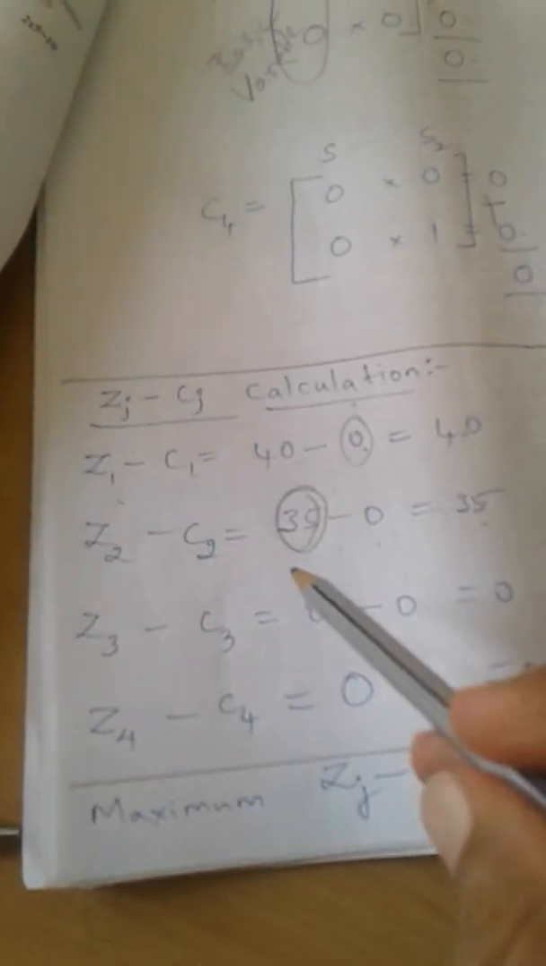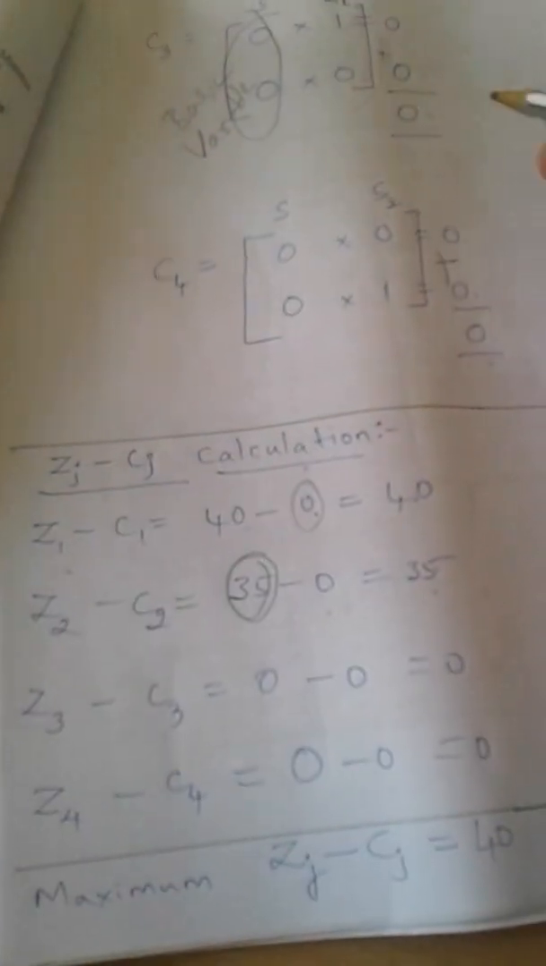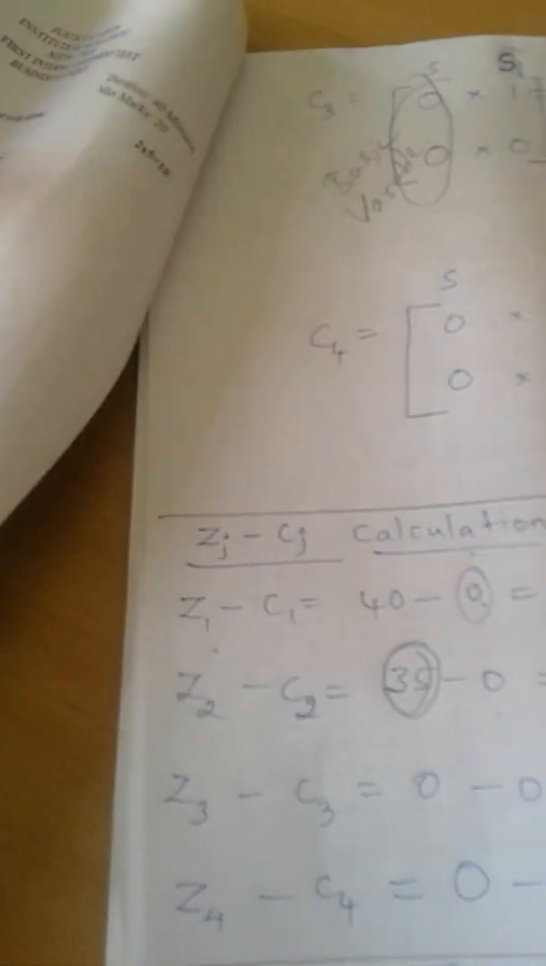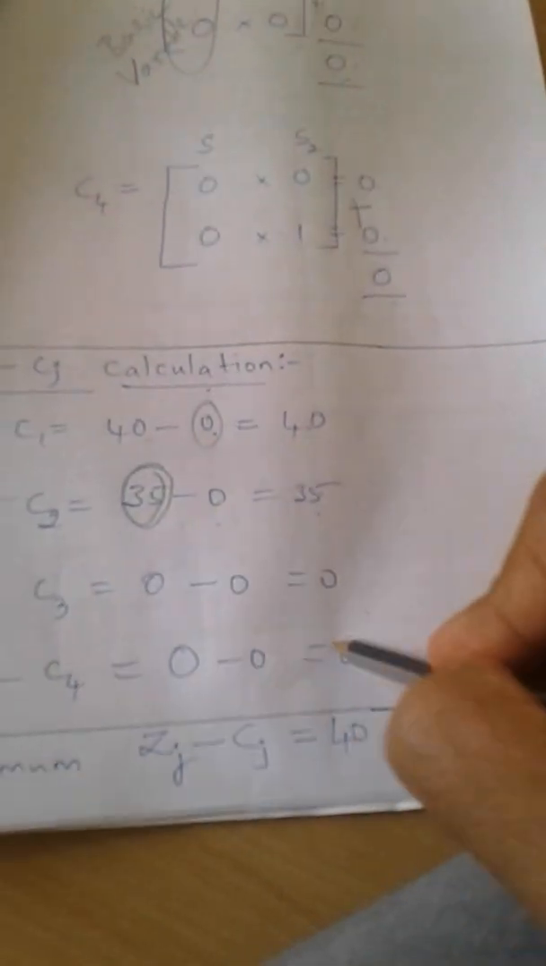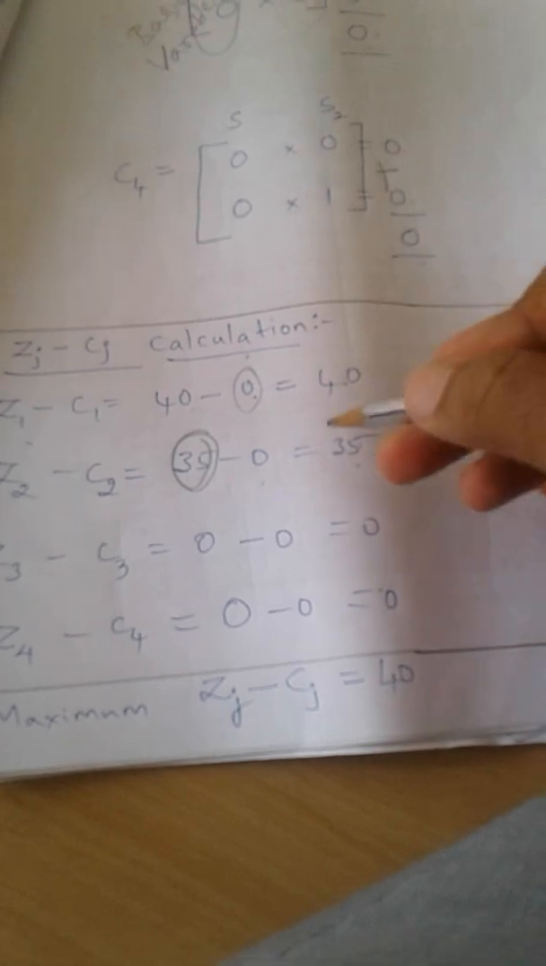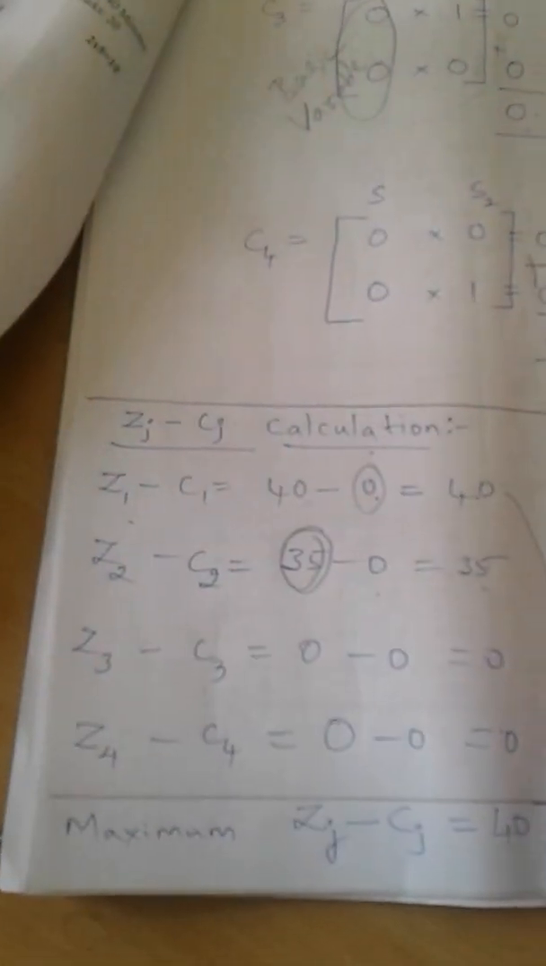Similarly, Z3 minus C3. C3 is here and Z3 is in the table. C3 is 0, so 0 minus 0 is 0, and Z4 minus C4 is also 0. Now we have to identify the maximum Zj minus Cj value. The maximum among these is 40.